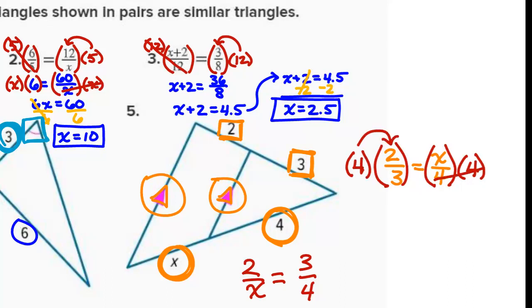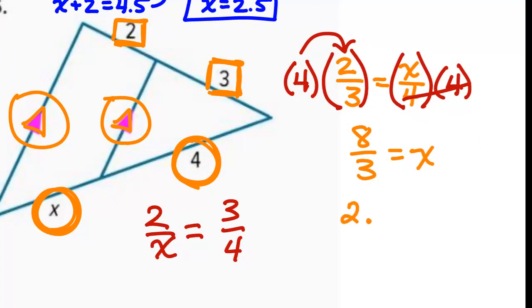So I would have the 4 times 2, that gives me 8 over 3 equals x. That is a fully reduced fraction there. If I wanted to leave my answer in fraction form, 8 over 3 would work. Or in its decimal form, 2.6 repeating.